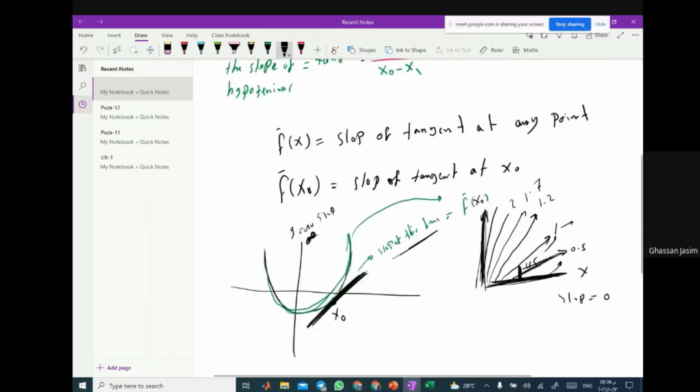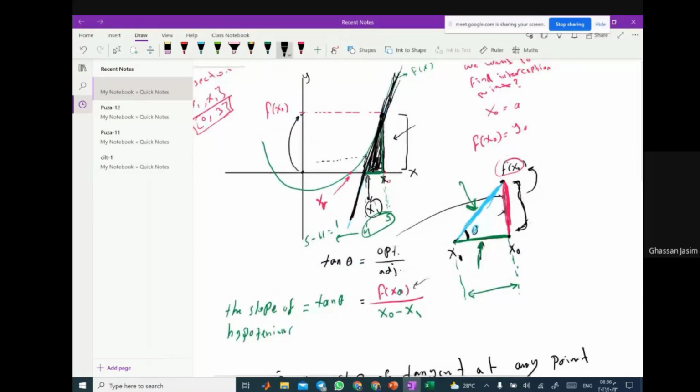Why? Because if I have a triangle like this and this line moves, it will be like this. Delta x will be 0, then delta y is divided by delta x. It will be delta y over 0. Anything divided by 0, sorry, it will be infinity.